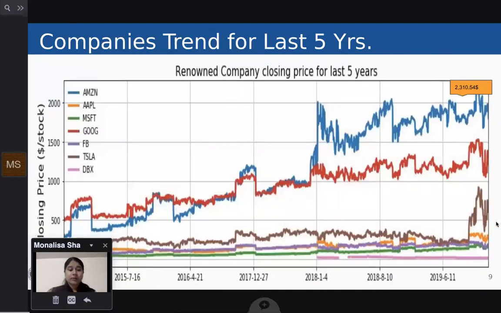Everything you want to know about a stock is how the stock price has moved over the last period of time. To have a fair idea about the performance of the stock price, here we have plotted the last 5 years for a few renowned companies. As we can see, the Amazon stock price is increasing constantly and each stock price is around $2,300. And we can see that the Roblox stock price is going down.